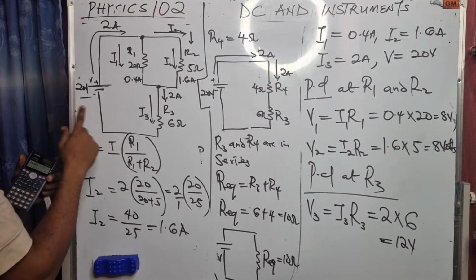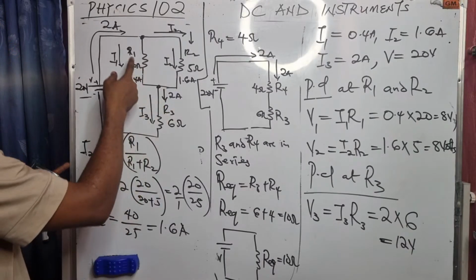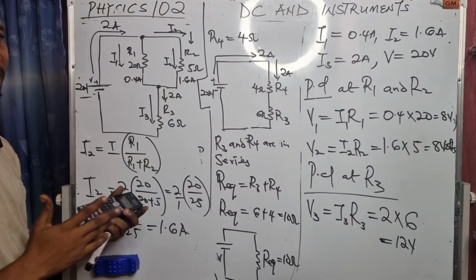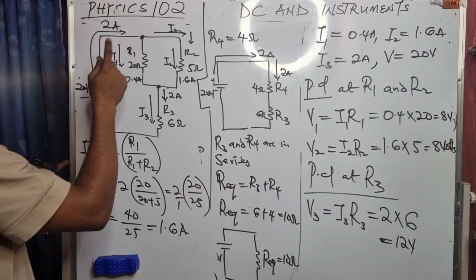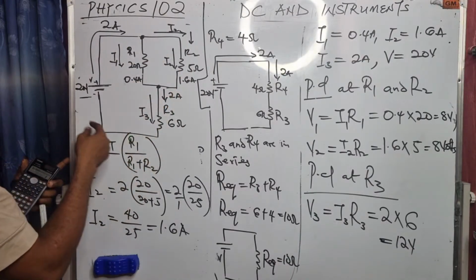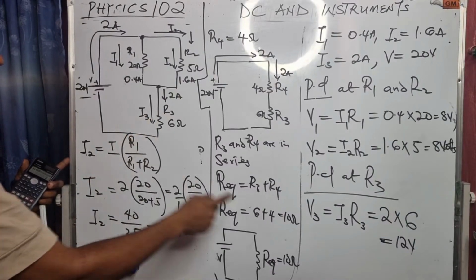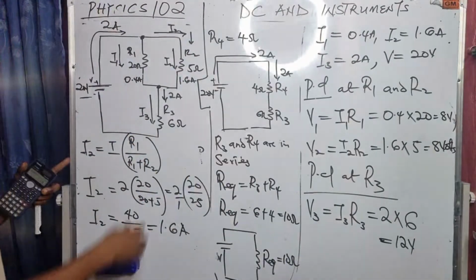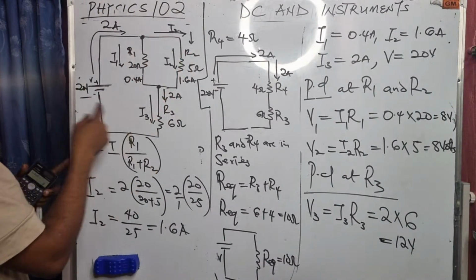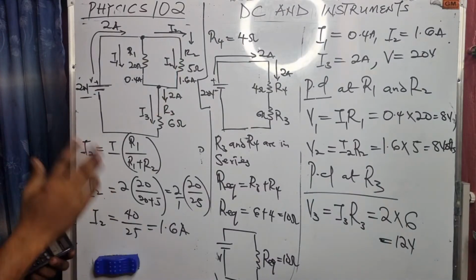Are you seeing that the sum of all PD must be equal to 20? Because in series connection, R3 is in series with R1 and R2. Then in series connection, we add up their voltage, right? So the voltage here plus the voltage here must be equal to the total voltage. The voltage along R3 is 12, the voltage along R1 and R2 is 8, so 8 plus 12 is equal to 20. This shows that our answer is accurate.